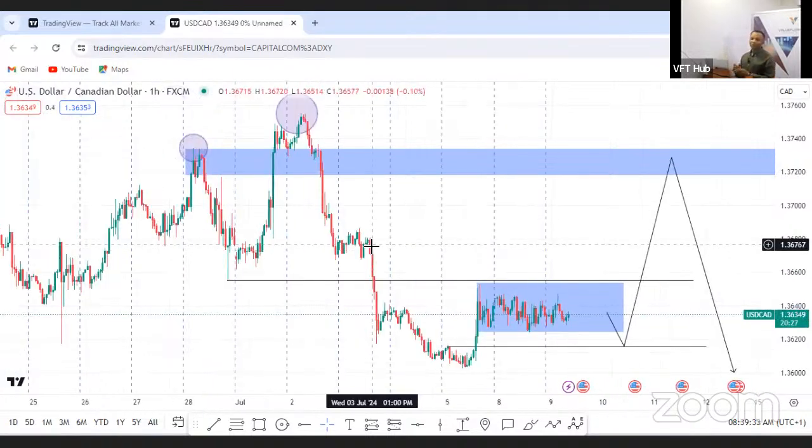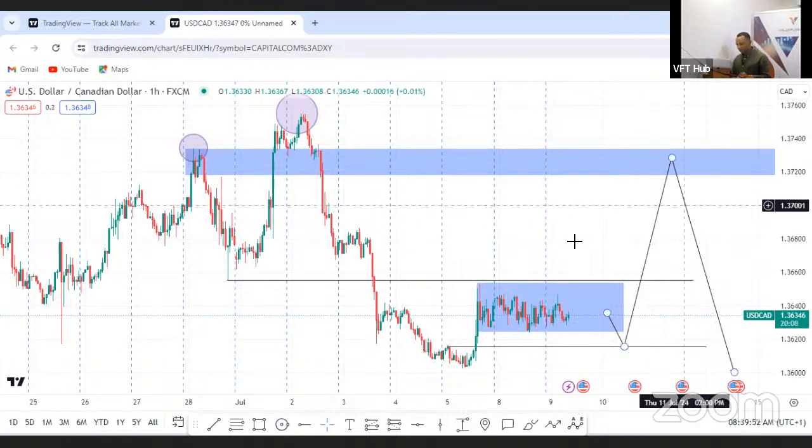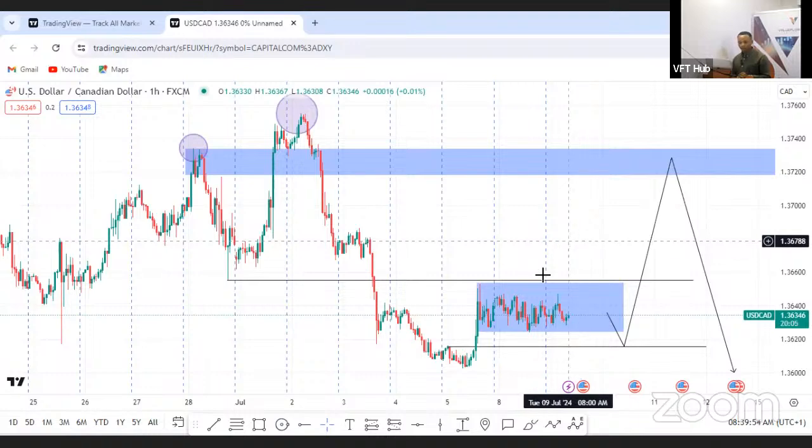There's also CPI for the US, I think on Thursday. Yes, on Thursday. So that could instigate either of these positions we're expecting to happen. So on USD CAD, you can just watch out for a breakout of this range into this breakout block. Then we'll be taking a buy up to this place. This is going to be one of the assets that I'll be looking to take trades on for today.